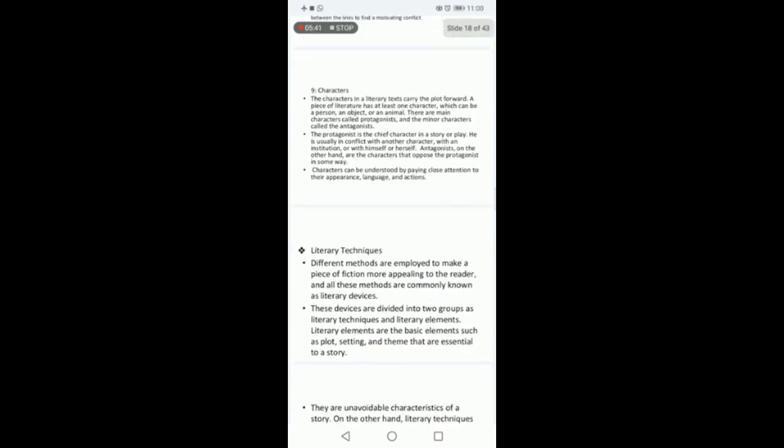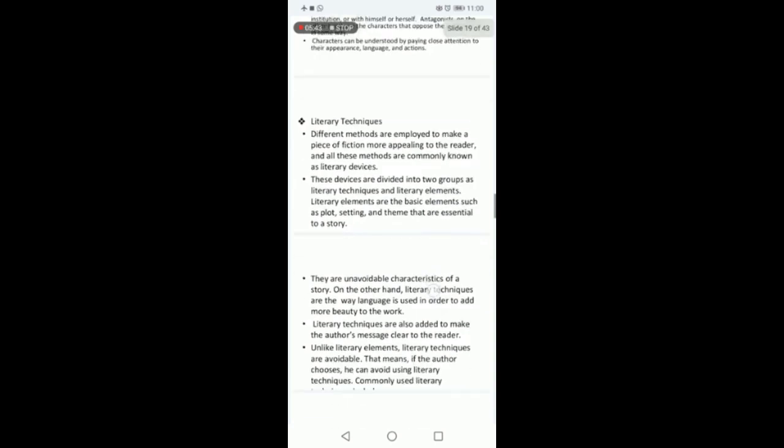Then you have characters. Of course, every text has characters. Those major, minor characters, talk about protagonists and the antagonist.